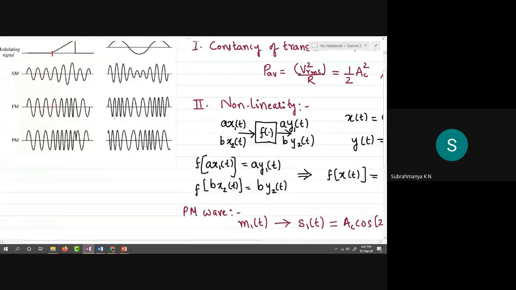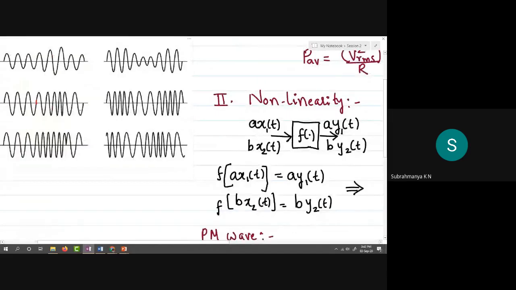In the case of amplitude modulated, the frequency of the carrier doesn't change, right? So the frequency of the carrier is the same as the frequency of the modulated wave. Zero crossings are the points where the waveform moves from positive to negative or negative to positive. So there is a uniformity in zero crossings in the case of an amplitude modulated wave, but in the case of angle modulated, either PM or FM, there is an irregularity.